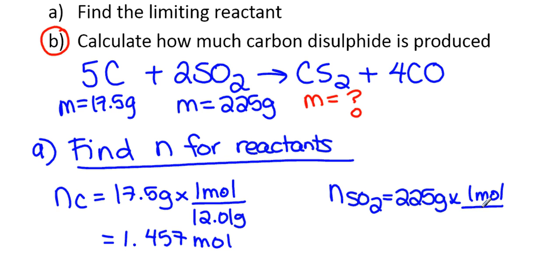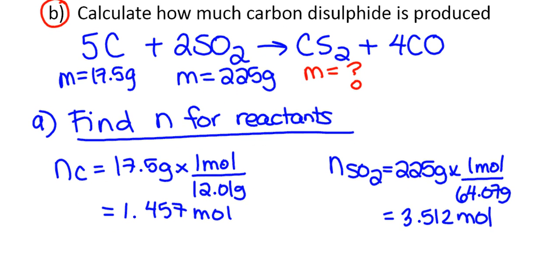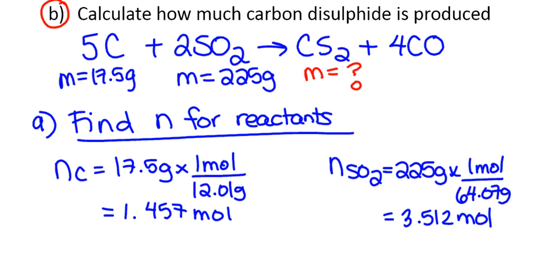divide it by its molar mass, which is 64.07 grams, and we get about 3.512 moles. We don't want to round too much here, but we don't want to leave out some important information. Okay, so now we have our units in moles.